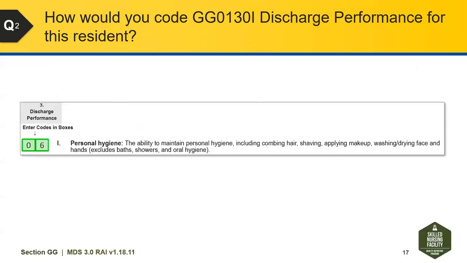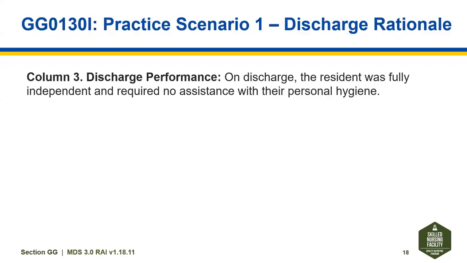And those of you who marked 06 are correct. 06, independent, is the correct answer. Let's take a look at the rationale. So column 3, discharge performance. On discharge, the resident was fully independent and required no assistance with their personal hygiene.